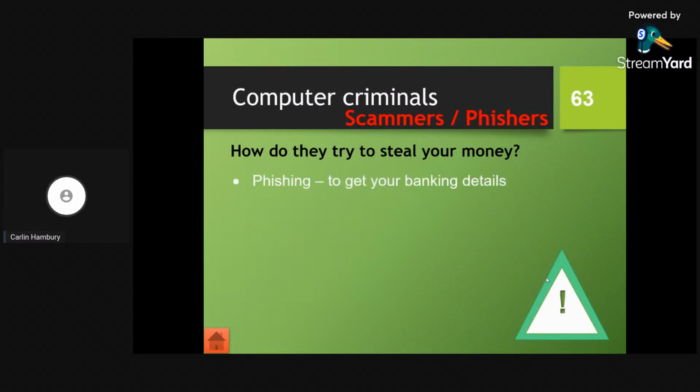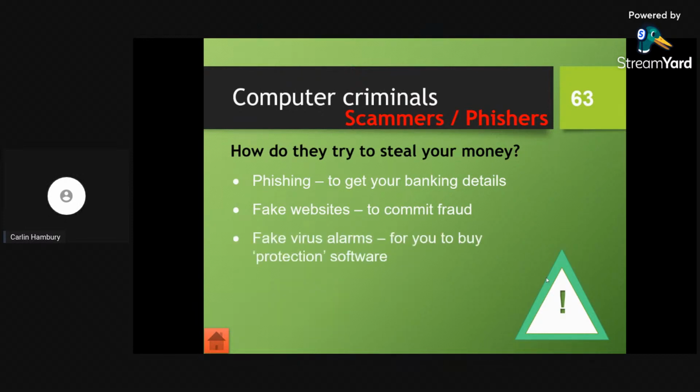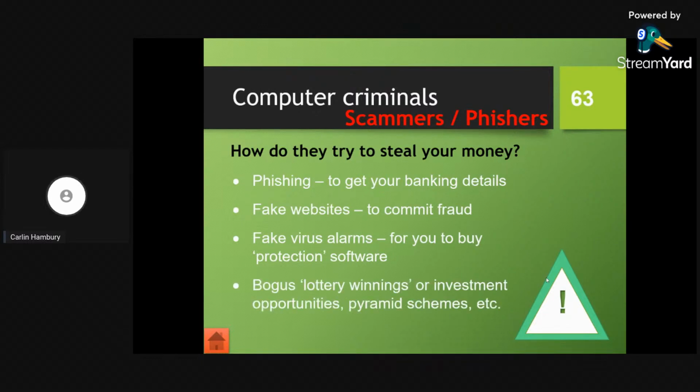So we have scammers and phishers. Now, how do they try to steal your money? Well, phishing, they try to bait you by trying to get your banking details. So they will tell you, you know what, you've won something, or we just need to verify your details. Please click on the link, enter your banking details, just to confirm everything. And then you already know that that is a problem. There are fake websites, because phishing will take you to a fake website where you go and pop in your information, and then you find, oh no, it's been a total scam, because nothing's happening. You can even get fake virus alarms. If somebody hacks into your PC, then they make it look as if you've got some virus on your PC, and then you've got to pay these guys to actually have that taken off. And then the big one is the bogus lottery winnings or investment opportunities or pyramid schemes.